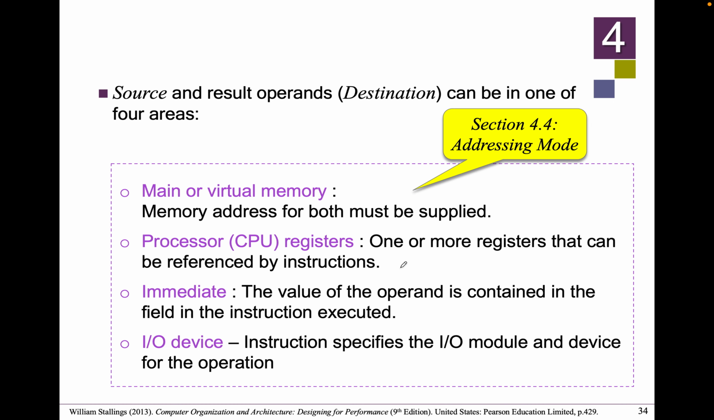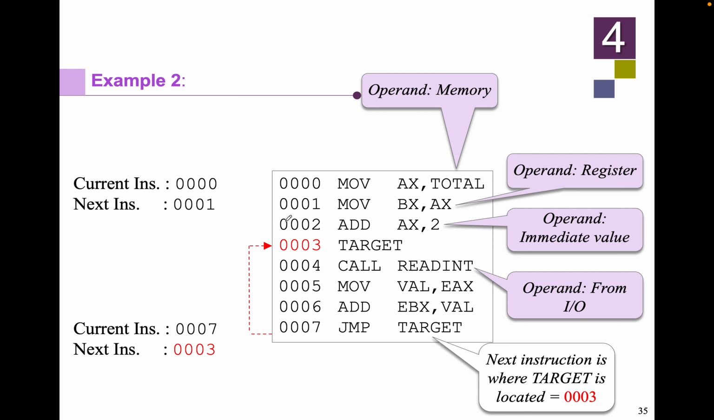Source and result operand, which is destination, can be in one of 4 areas. First is main or virtual memory. Second, processor CPU register. Third is immediate, and lastly, input-output device. So later on in your section 4.4, you're going to play around with your addressing mode.